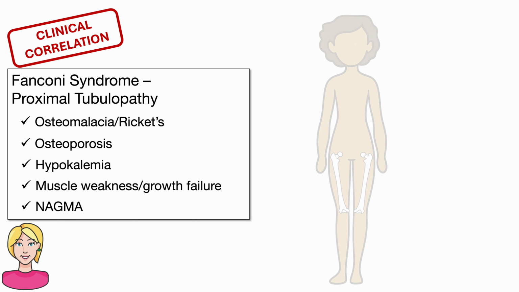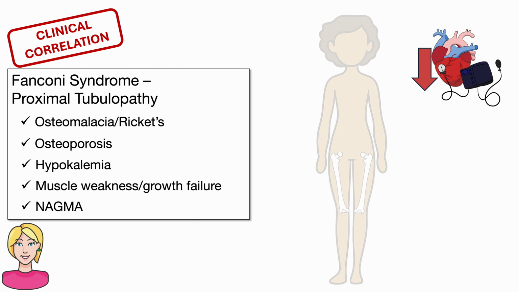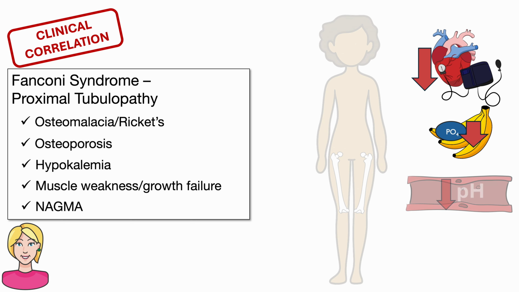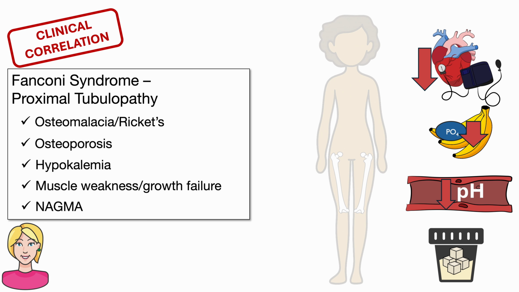This patient has low blood pressures. Serum studies reveal hypokalemia, hypophosphatemia, and a non-anion gap metabolic acidosis. Urine reveals glucosuria. What type of RTA do they have? And what do you expect their urine pH to be?